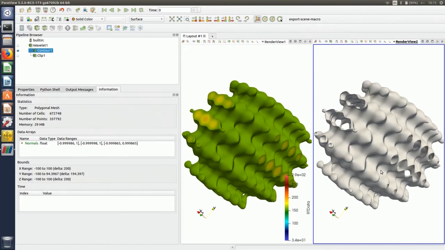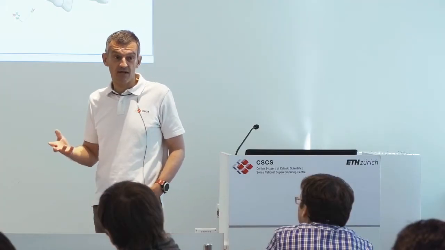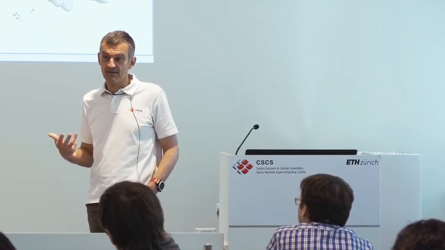Okay, now I want to look at one last thing. The ISO contour weighs 29 megabytes in memory, and the clip is 420 megabytes, so it's 10 times as big in memory. There, I think I've made the point.